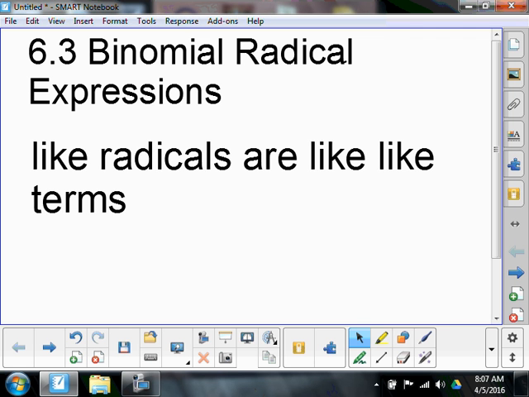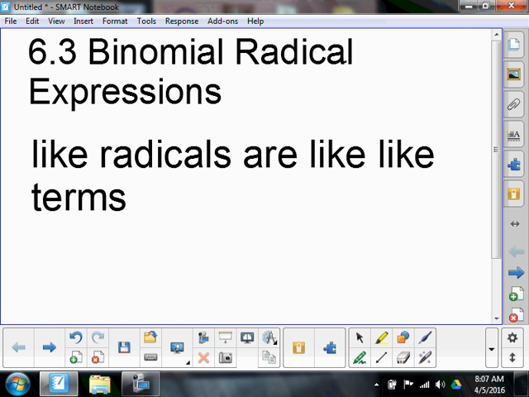Anyway, like radicals are like terms. What am I talking about? Let's think about like terms. 6x squared plus 3x minus 2x squared plus 4x cubed. We have some terms there that are like. Remember what's true of like terms. Like terms have the same what and the same what? The same variable and also the same exponent.